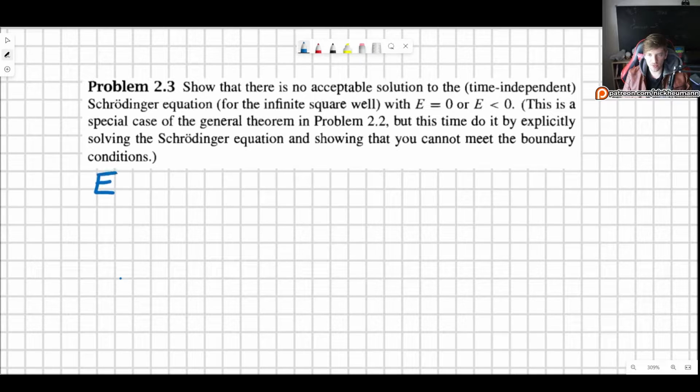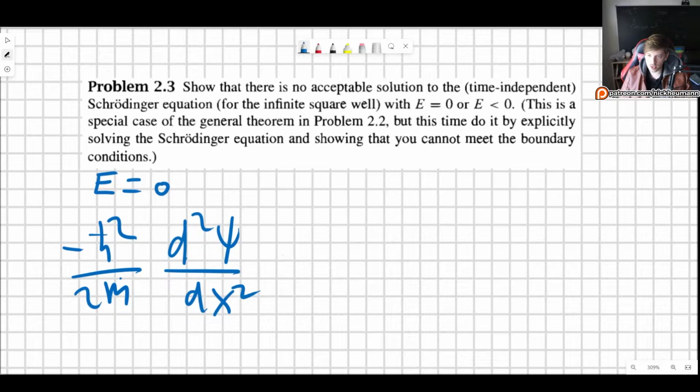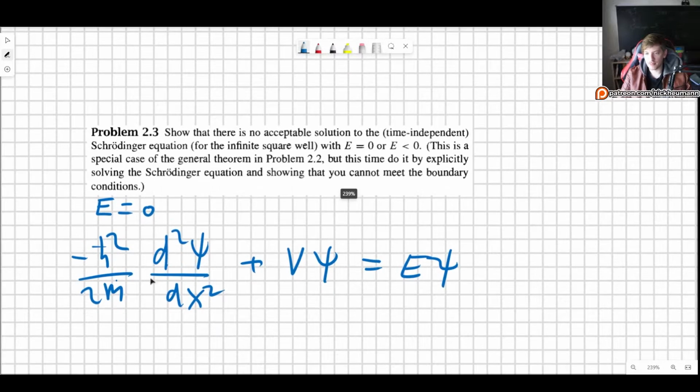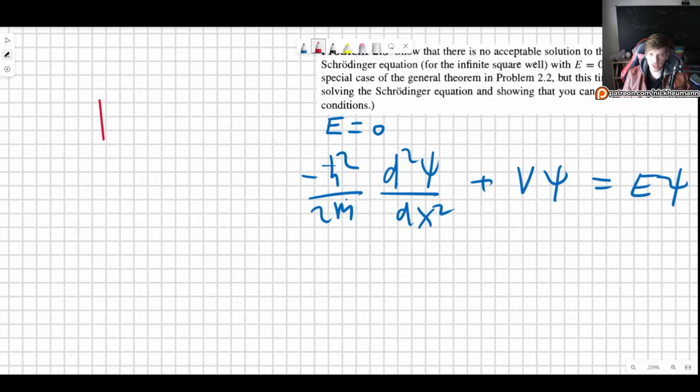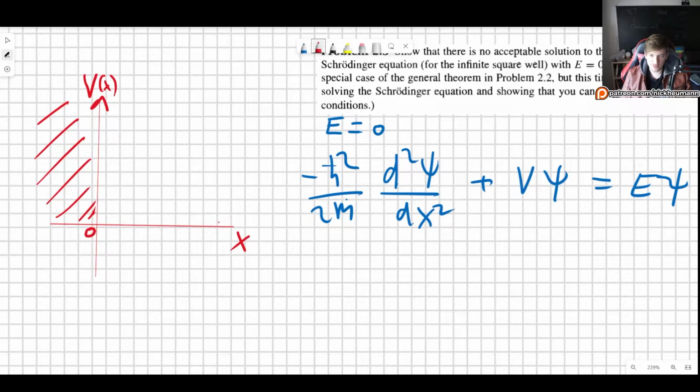Let's begin with the case where the energy is equal to 0. Let's keep in mind the Schrödinger equation we know is this: minus h bar over 2m d squared psi dx squared plus the potential times the wave function is equal to the energy times the wave function. But keep in mind, the infinite square well is the case where we have, this is a graph of the potential as a function of x. In this case, there's an infinite potential from 0 to the left and an infinite potential from some a all the way to the right. So we have only this space in here where our wave function could exist.